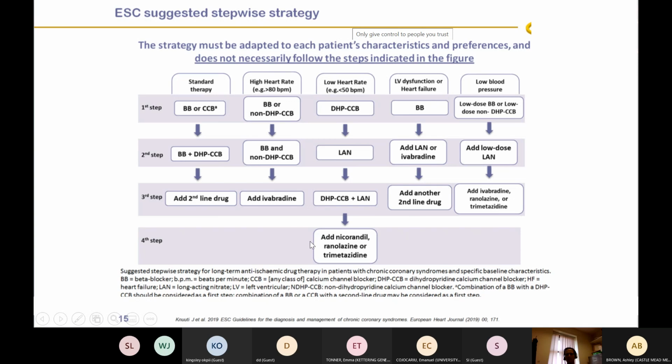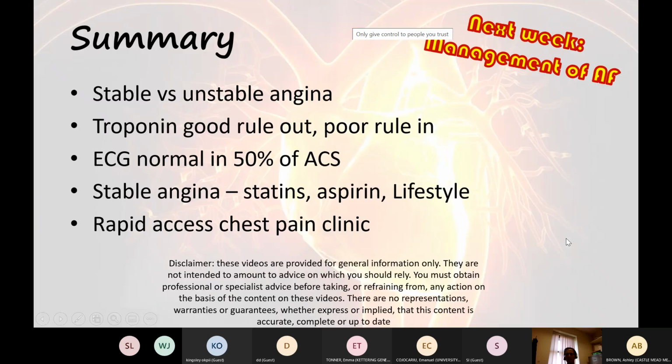So these are good drugs, ranolazine. Nicorandil I don't like so much. I don't find it particularly helpful. And I have to admit I've never tried trimetazidine. I've never really needed to. But loads of good options. So that summarizes management of coronary artery disease.